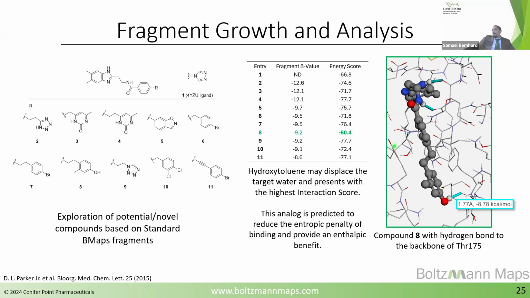So analog 8 is shown here in 3D. We can see that it retains the hydrogen bonds to glycine 216 and as well as 17. Additionally, it has a hydrogen bond interaction to this target threonine 175, and even has a higher hydrogen bond energy than we saw for the water. Doing all of this and also maintaining optimal.